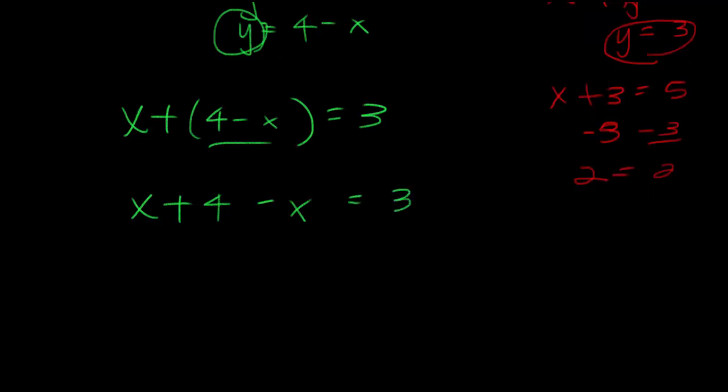So now I can solve for x, and I start off by combining like terms, and I see an x and an x. So 1 minus 1 is 0. So the x's cancel in this case, and I get 4 equals 3. That is not a true statement, so no solution.